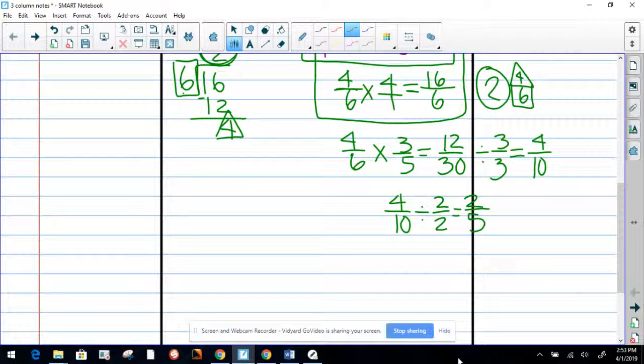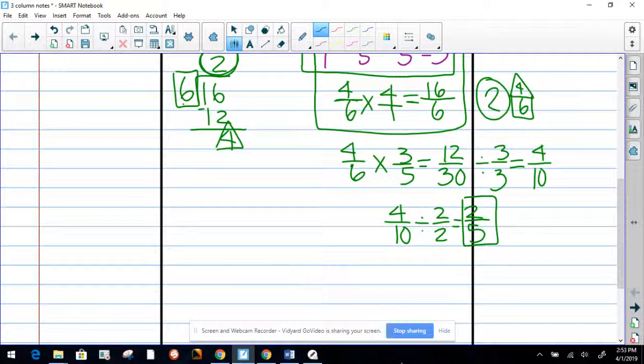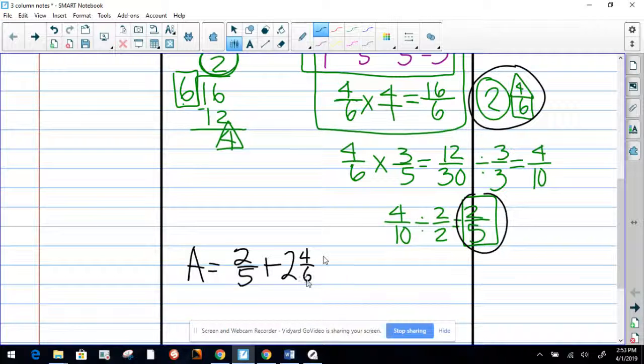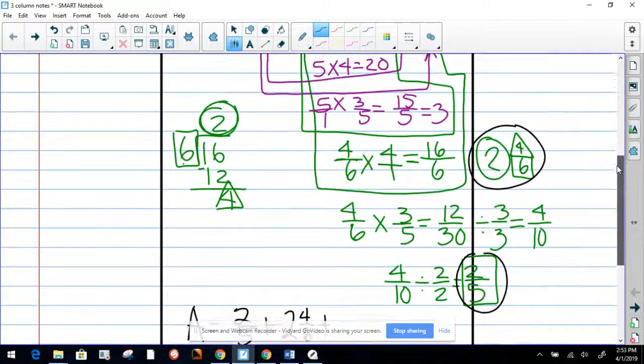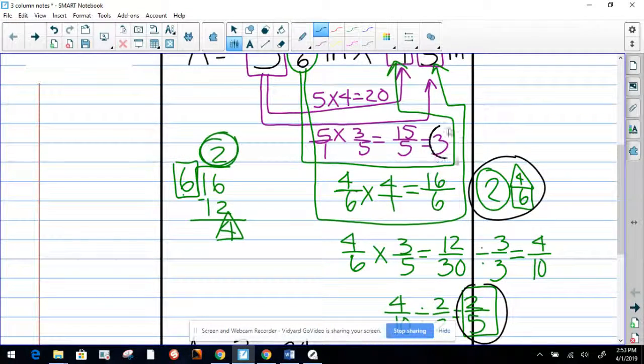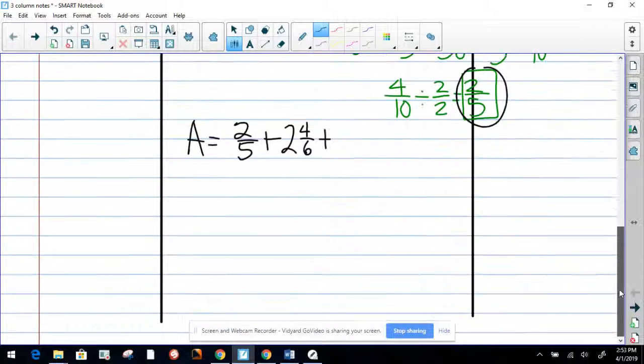All right, now we know that we have the answers, all the partial answers. So let me use a different color to show you the answers. We have 2/5, which is going to be the area now. We're going to write the area. It's 2/5 plus, where is the other one? Right here. 2 and 4/6, plus 3, plus 20.